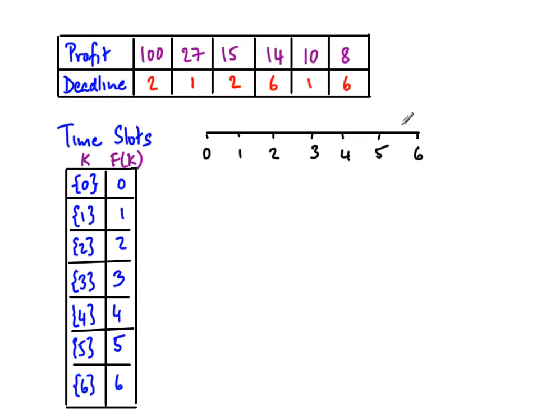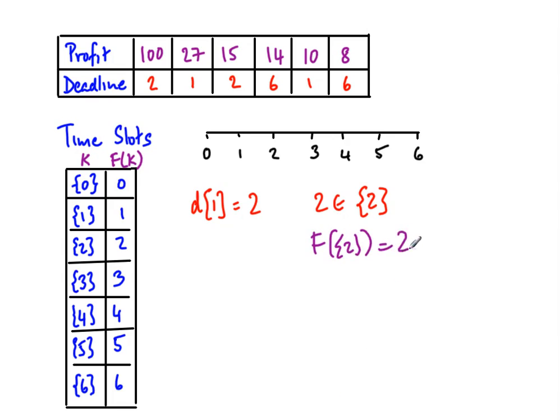So the sets are 0, 1, 2, 3, 4, 5, 6, each a singleton set, and f of i is equal to i for each set containing the element i. Now we look at the first job. We find that the deadline of the first job is 2. So 2 belongs to the set containing 2 in this case. So this is the set we have to look at. And now we have that f of this set is 2. So implicitly this means that we are going to assign job 1 to time slot 2.